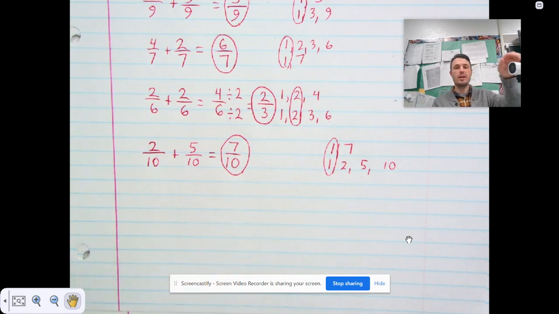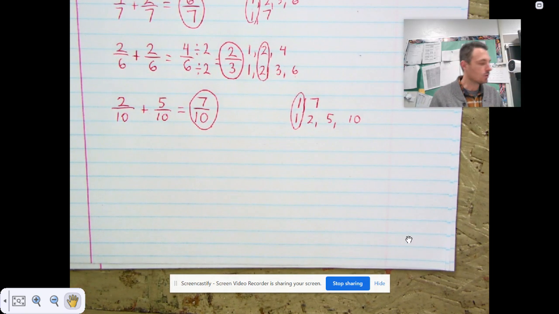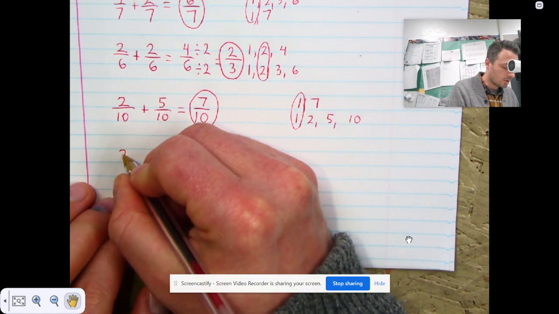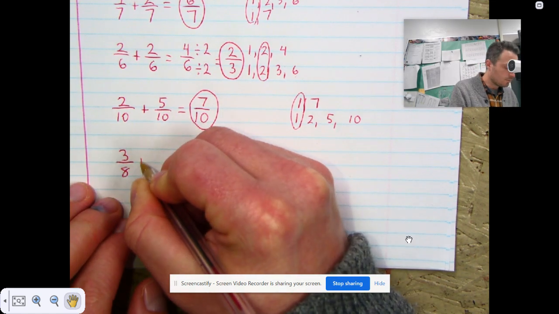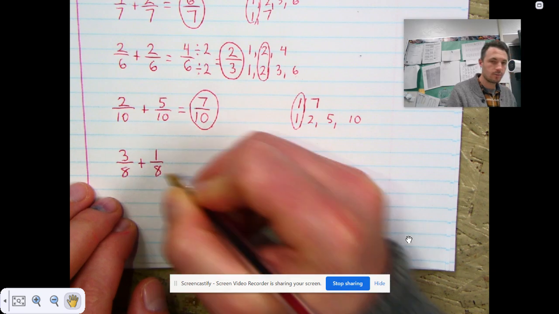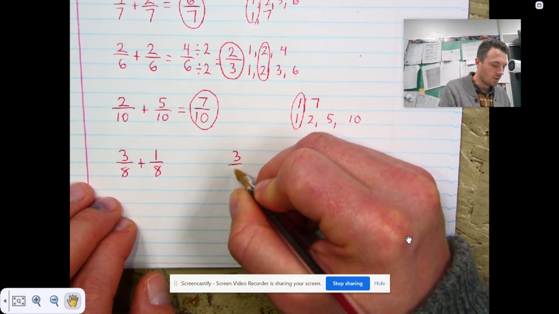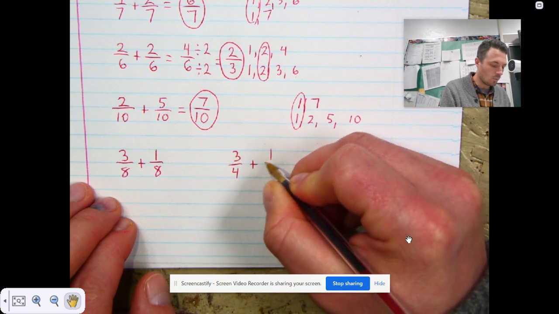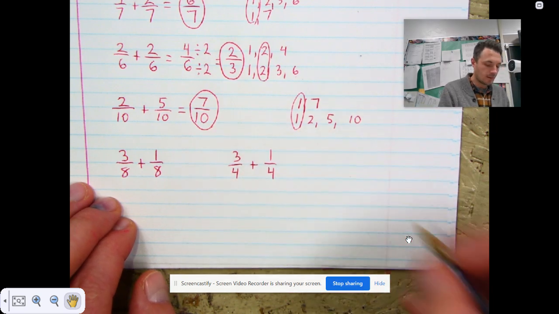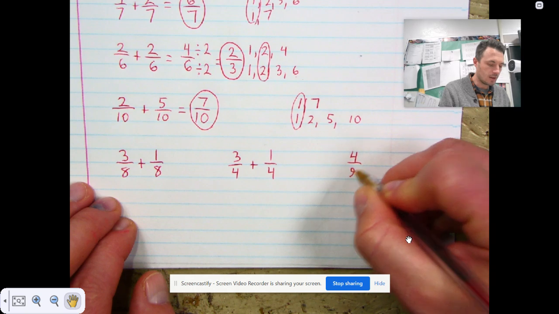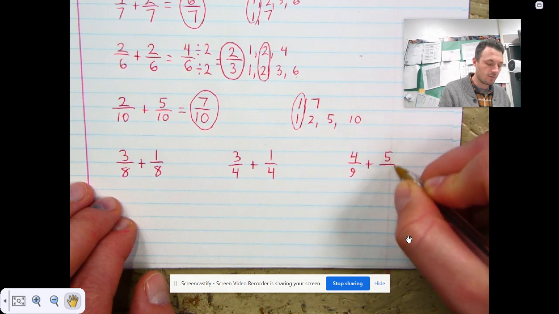And for your independent work today, I will give you 3 problems. I want you to do 3/8 plus 1/8. Go ahead and solve that one. Then solve 3/4 plus 1/4. And solve 4/9 plus 5/9.